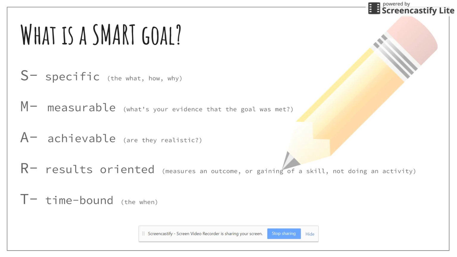To begin, what is a SMART goal? The acronym SMART stands for specific, measurable, achievable, results-oriented, and time-bound. Specific is the what, the how, the why. Measurable is what's your evidence that the goal was met? How is it measurable? Achievable means, are they realistic? Is this something that the student will be able to achieve?